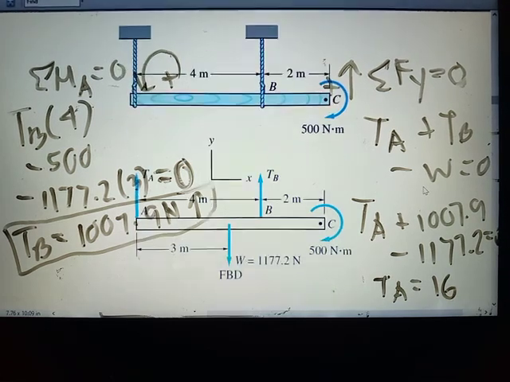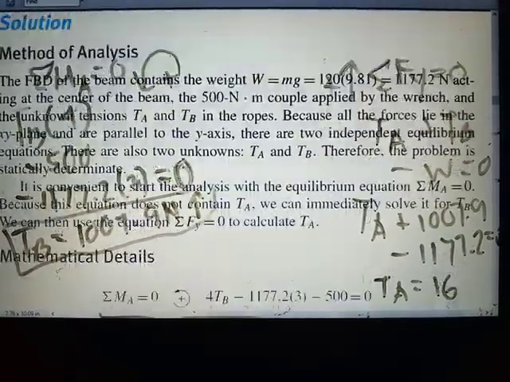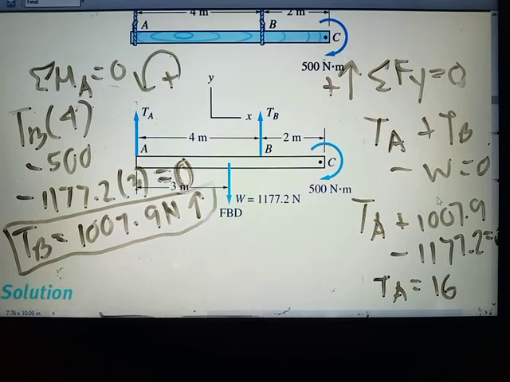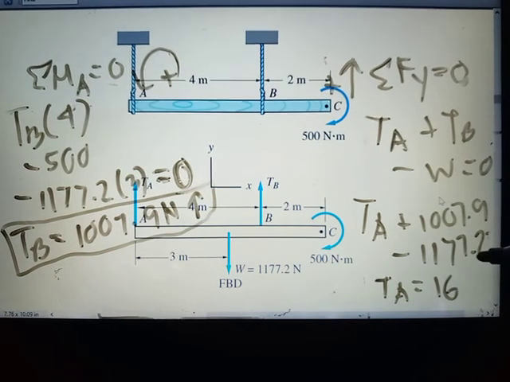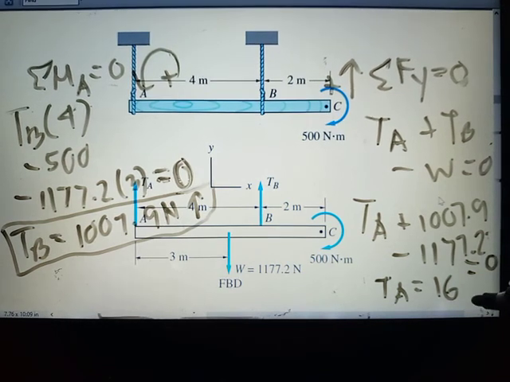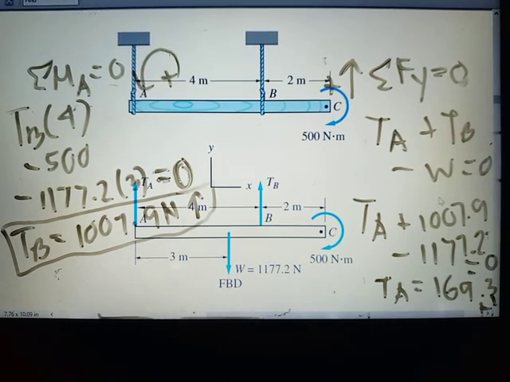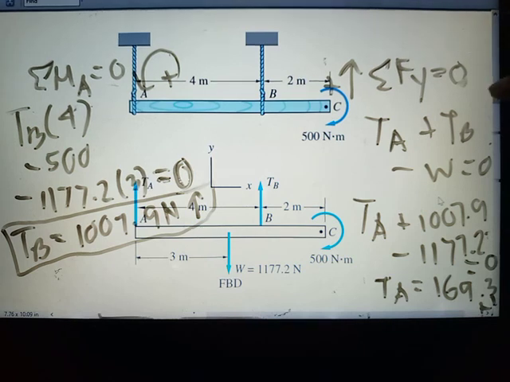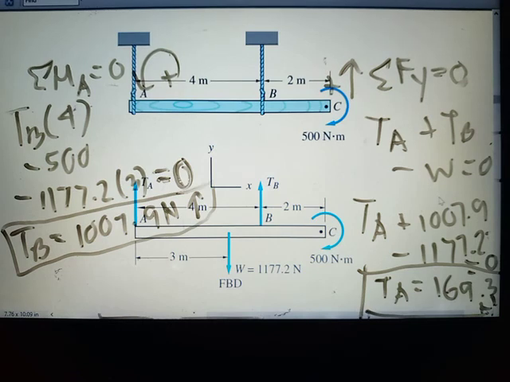160 plus. So, 169.3. Okay. So, it has 169. Okay, equal sa 0. 169.3 Newton. Yan yung solution natin. Okay? So, isang moment lang, saka isang forces. Okay? So, yan yung sagot natin. TB is 1,007.9 and TA is 169.3.